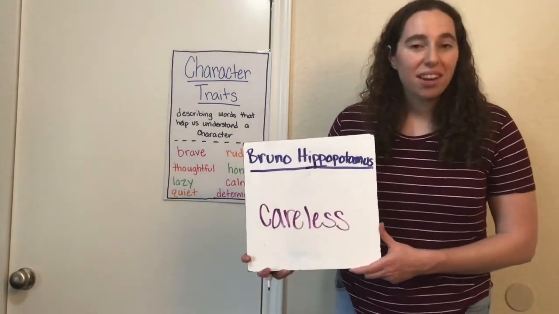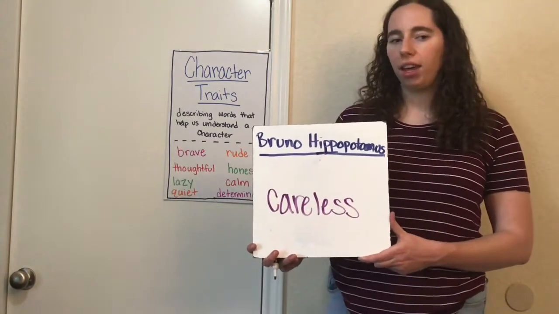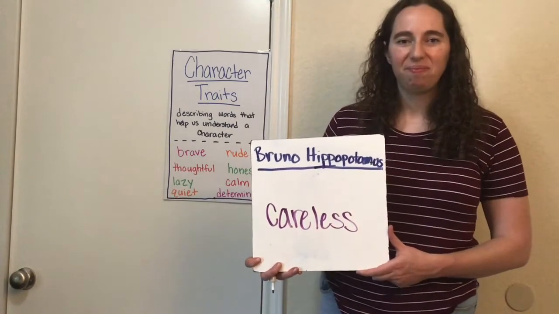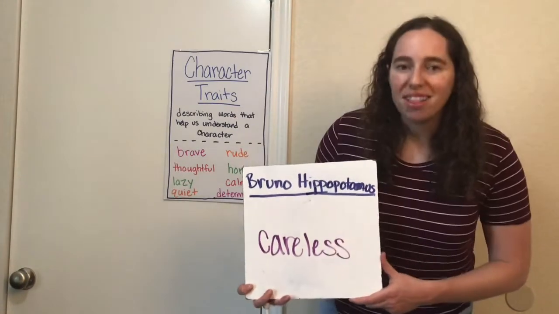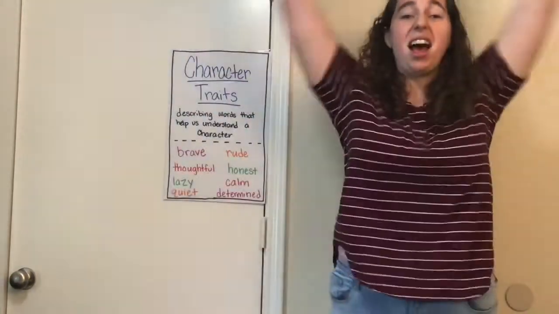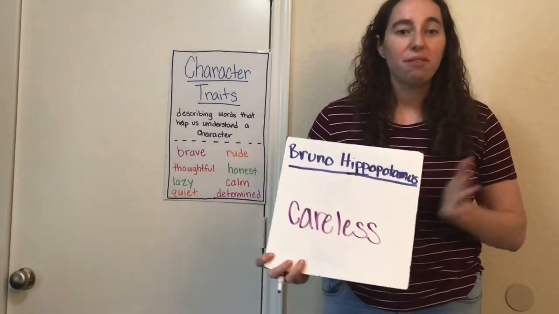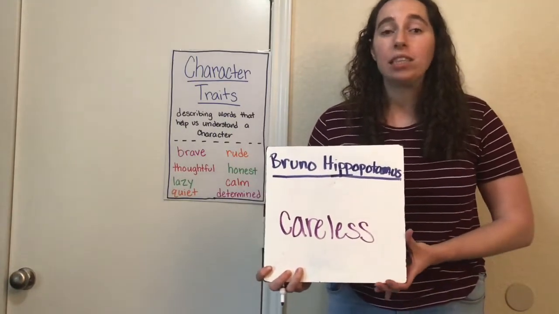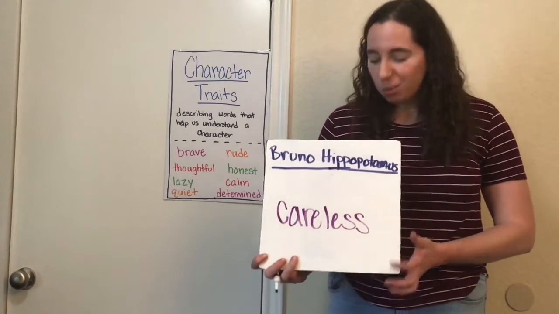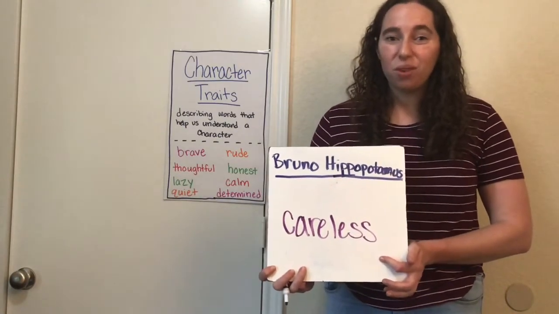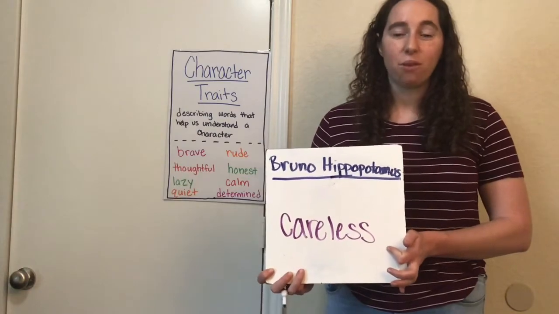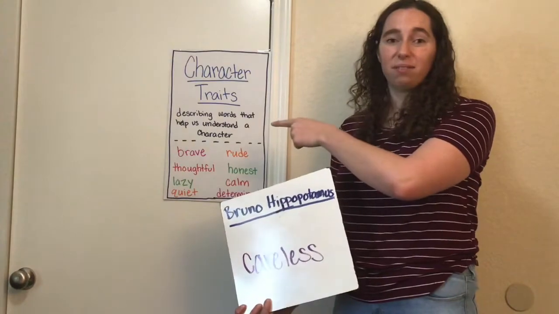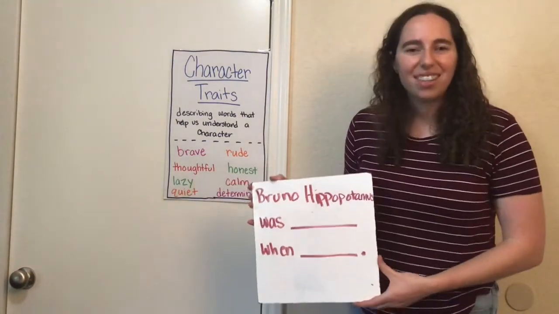Okay, our last one is careless. Do you think Bruno Hippopotamus showed the character trait of being careless? Show me now. All right, this one was tricky. Hopefully you all were up because it is a character trait for Bruno Hippopotamus. In our story, it said that he broke his friend's leg by sitting on him. Sitting on somebody is pretty careless. That action showed that he maybe doesn't think all the time before he does things. So that is going to be a word that helps us understand the character. All right, great job. Now let's see if you can do it on your own.